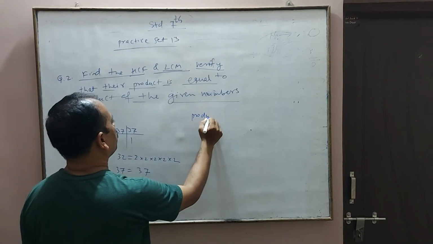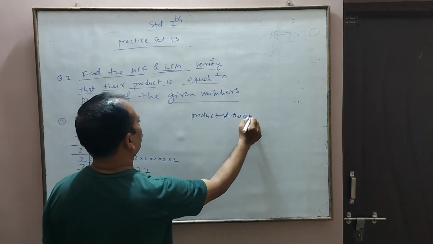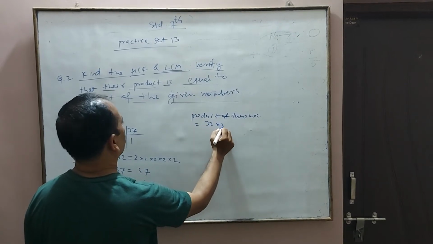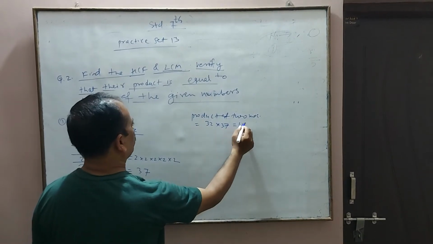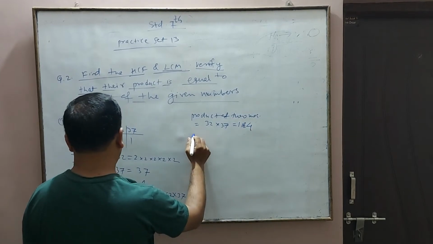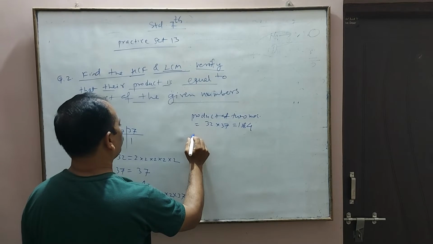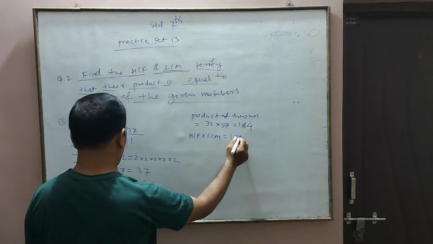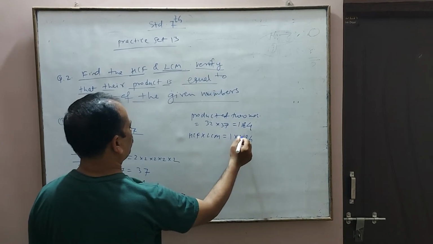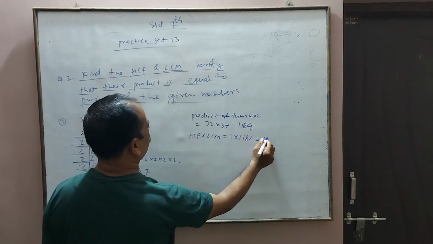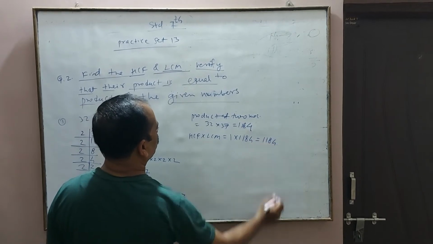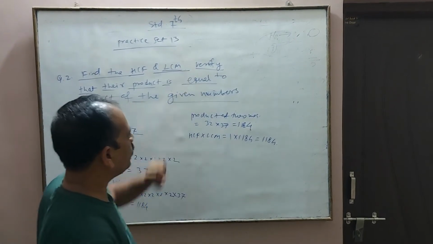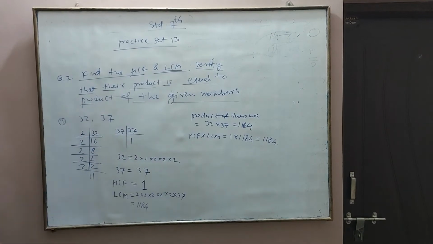So I write here product of the two given numbers, that is product of 32 and 37, and it is 1184, and product of HCF into LCM, 1 into 1184, it is 1184. So we see the product of two numbers is equal to the product of HCF and LCM, that is the verification. This is our final answer. This is the method. Okay.